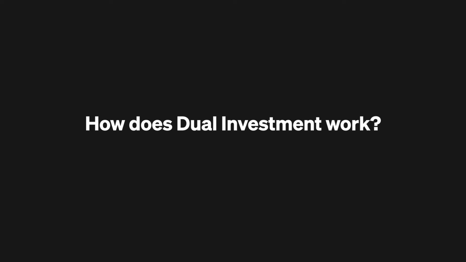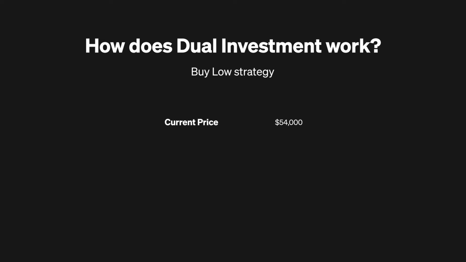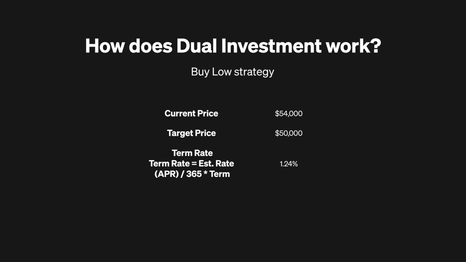With Dual Investment, you can choose between two strategies: buy low or sell high. With buy low, you can buy your desired crypto at the target price, which is set below the current market price using USDT. Let's assume the current price of Bitcoin is $54,000 and you want to buy the coin at a target price of $50,000.